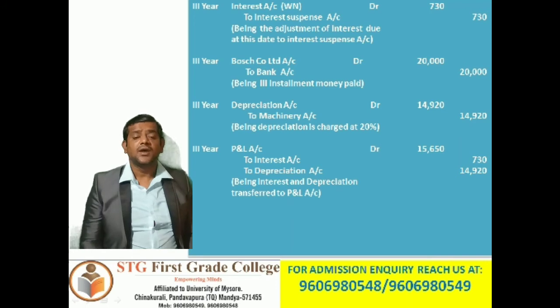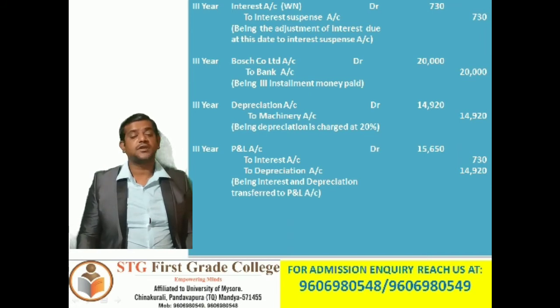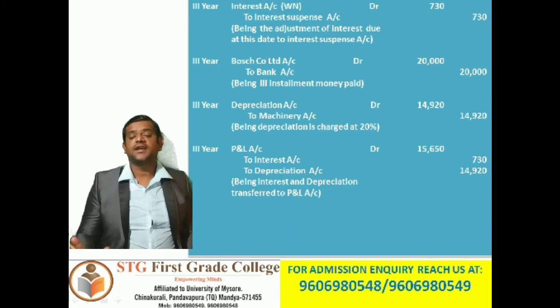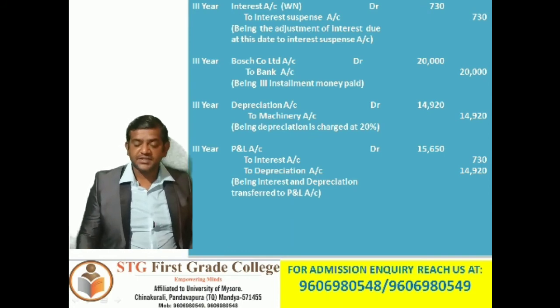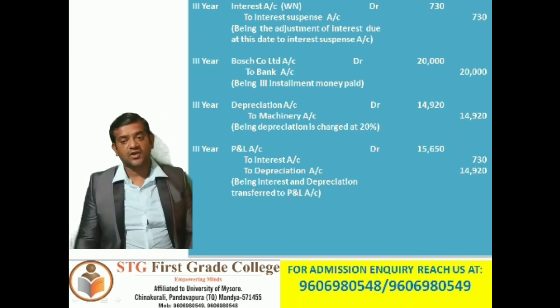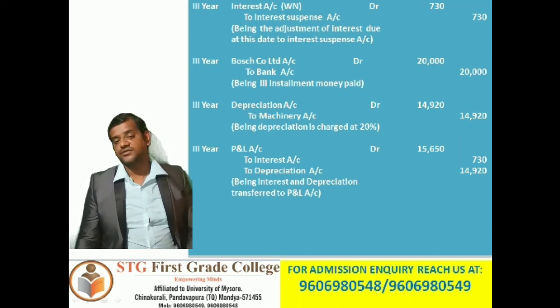Again third year, Bosch Company Limited account debtor to bank account. So cash paid is 20,000 being the third installment paid. So third year again depreciation. So depreciation account debtor to machinery account, being depreciation charged at 20%. Since original cost method, 14,920 will remain constant. There is no change in that.